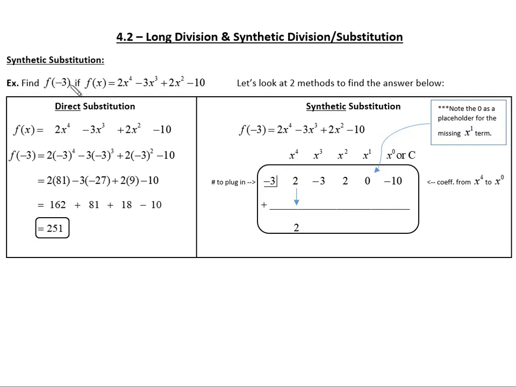Okay, so let's say I gave you a question we have an idea how to answer, like find f of -3 if f of x equals this polynomial. Well, what does this mean again? It means to substitute in -3 everywhere we have x. And the method of doing that is called direct substitution. We're just directly substituting in for x.